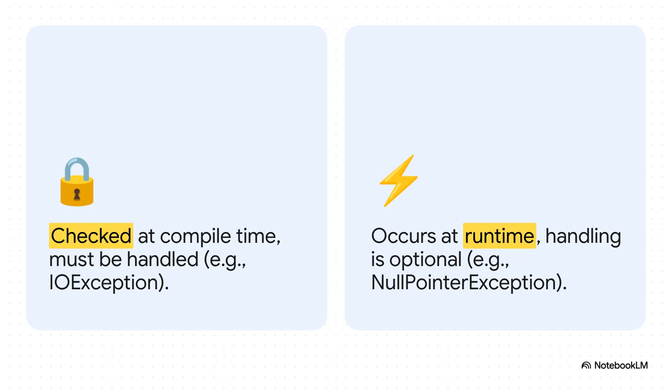Checked exceptions are heavily policed by Java right at compile time. The compiler literally forces you to prepare for them. Think IOException or SQLException. You absolutely must handle them or declare them. Unchecked exceptions, on the other hand, well, they strike at runtime. Handling them is technically optional from the compiler's perspective, but as we just saw with our divide by zero disaster, yeah, ignoring them is a massive recipe for disaster.